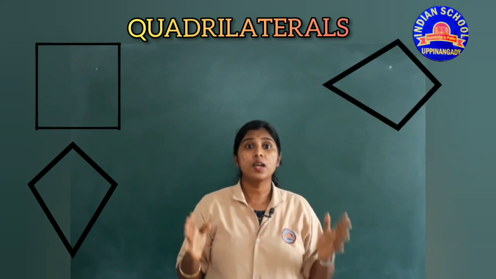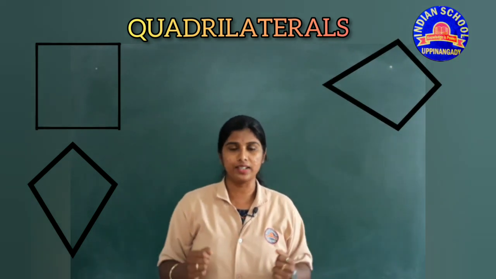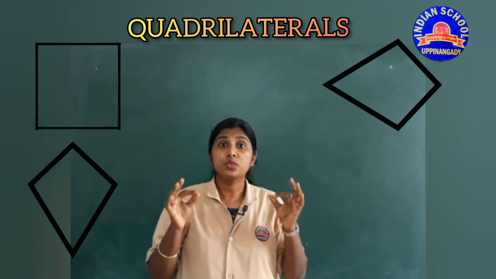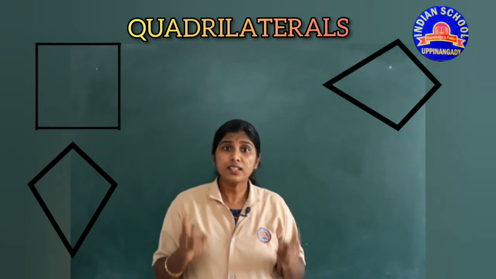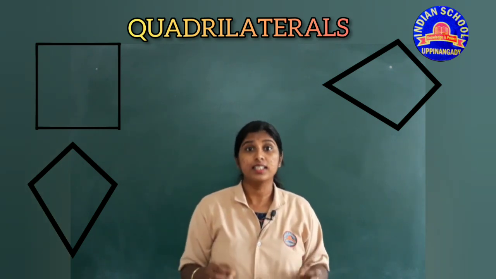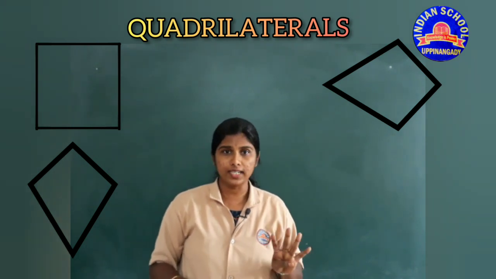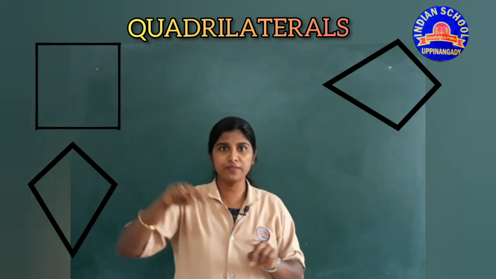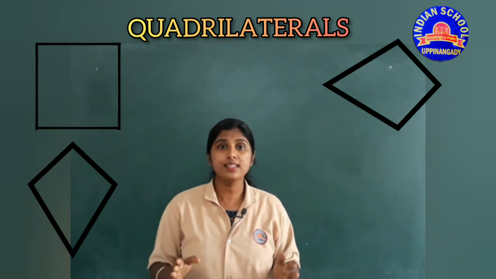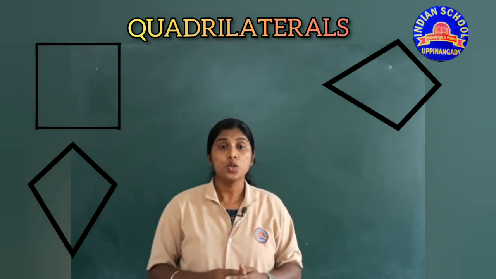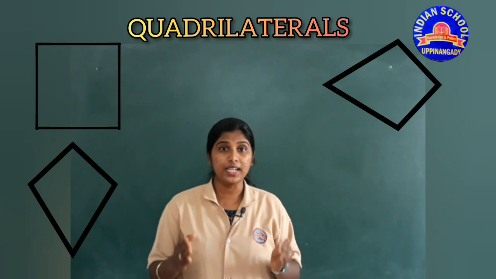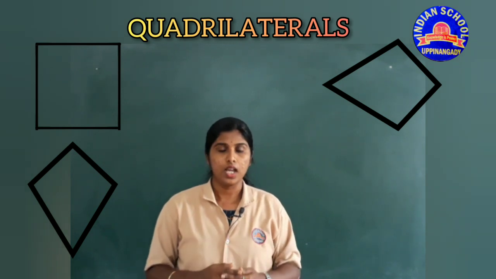These are some of the examples of quadrilaterals. Observe those figures. Isn't it a quadrilateral? Yes, these are quadrilaterals because they have four sides with closed figures. So they are called quadrilaterals. So let us understand about its classification.